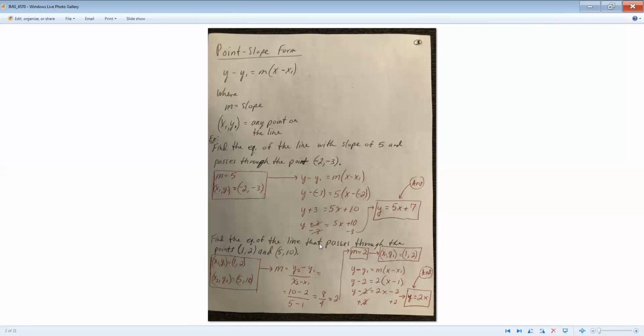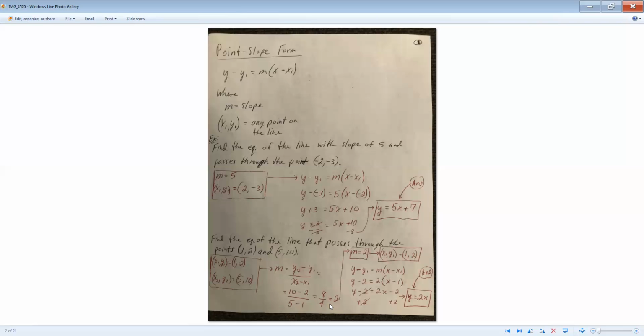Let's do another one. Find the equation of the line that passes through the points 1, 2, and 5, 10. So you notice we don't have a slope in this problem like we did in the last one. So what we'll do is we'll take the 2 points and find the slope. So I will just label the first point x1, y1, and the second point x2, y2. Plug into your slope formula, which is y2 minus y1 over x2 minus x1. So y2 is 10, y1 is 2, x2 is 5, x1 is 1. So it's 10 minus 2 over 5 minus 1. That's 8 over 4, which is 2. So my slope is 2.